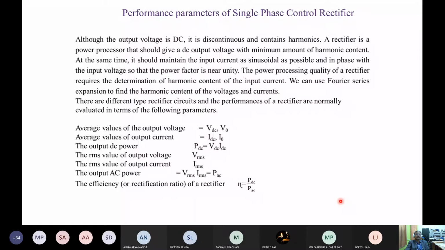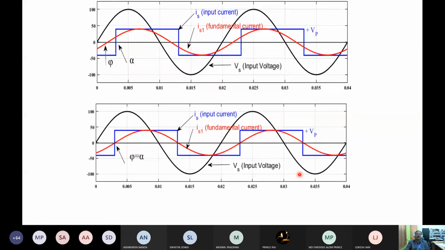The input voltage is sinusoidal, but output voltage is distorted because of the switching. It has ripples, right? And input current is not sinusoidal. We'll come to the waveform. Here you see, this is in general form. The generalized waveform is given in Rashid. This is actually the waveform for a single-phase full control rectifier.